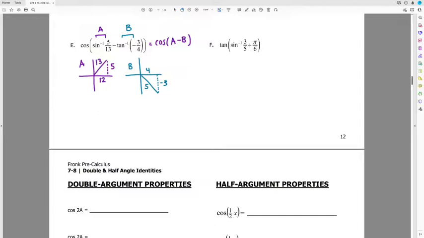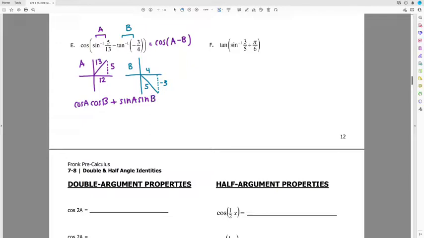Now, eventually, we're trying to get to what is the cosine of A minus B. Now, we have an expansion for the cosine of A minus B. It's cosine, cosine, sine, sine. We change the sign for the expansion of the cosine of A minus B, compared to A plus B.